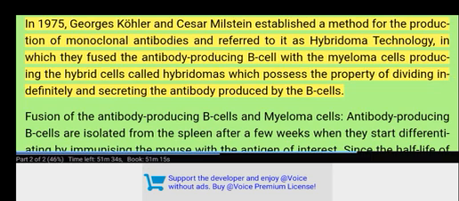In 1975, George Kohler and Cesar Milstein established a method for the production of monoclonal antibodies and referred to it as hybridoma technology, in which they fuse the antibody-producing B cell with the myeloma cells, producing the hybrid cells called hybridomas, which possess the property of dividing indefinitely and secreting the antibody produced by the B cells.